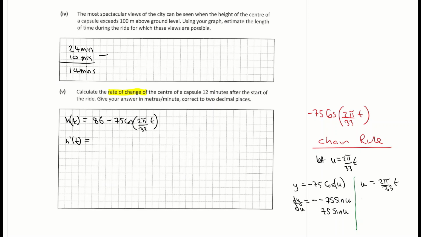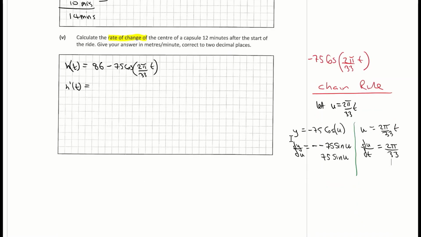And then differentiating u with respect to t, du dt will just give me 2 pi over 33. I now need to put them back together. So the chain rule tells me to multiply them by each other. So therefore I get 75 sine of u times 2 pi over 33.